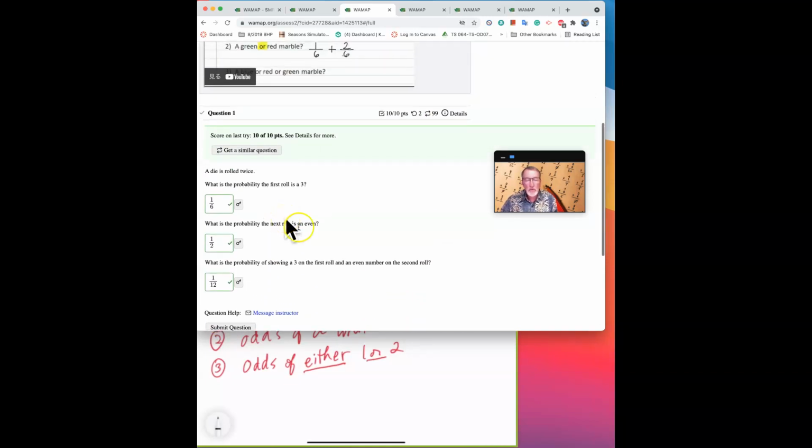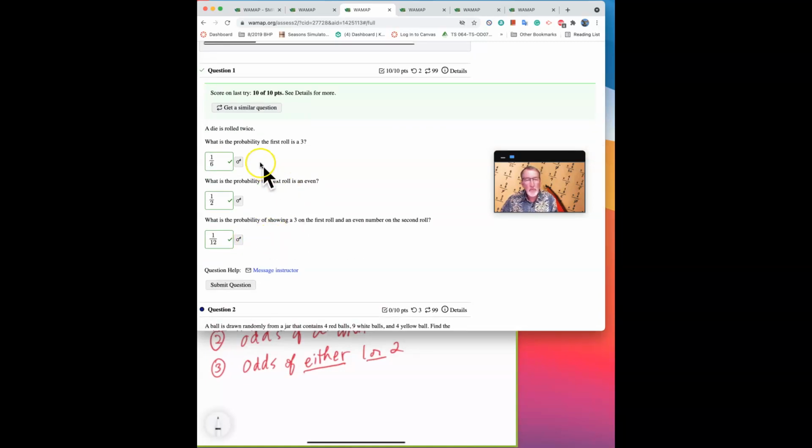Okay, so we're still always counting the number of possibilities and the number of occurrences that we are looking for. There was only 1 out of 6 possibilities in the first one. The second one, there were 3 out of 6, so it was 1 over 2. And then we multiplied these two together to get the answer for the last one, which is the probability of both things happening.